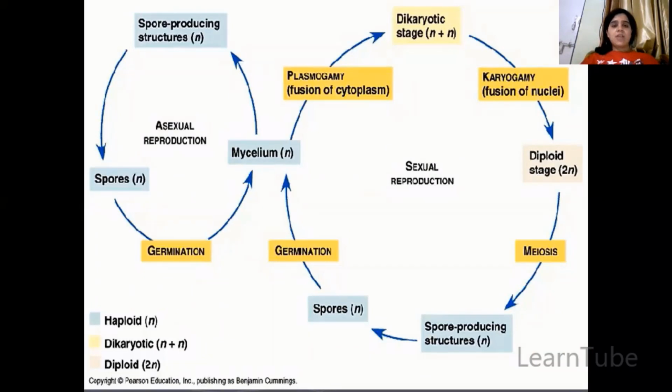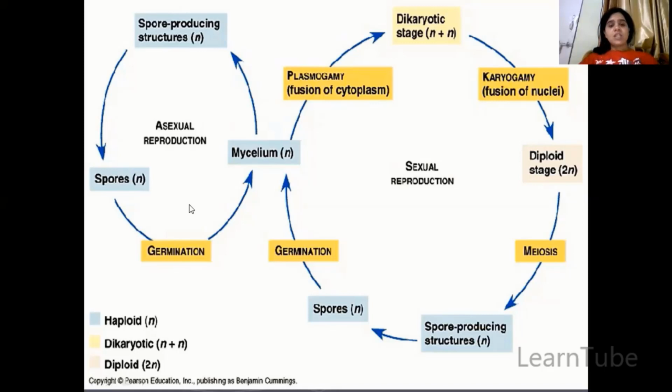Now this is the reproduction cycle of fungi through spores. As you all know, both sexual and asexual reproduction may take place. Here you can see these are the spores. These spores on germination will give rise to mycelium. Mycelium will further give rise to spores, and this cycle will go on. So this is asexual reproduction. Only one parent is taking part, and the number is not increasing. It remains the same, and the chromosomes remain haploid.